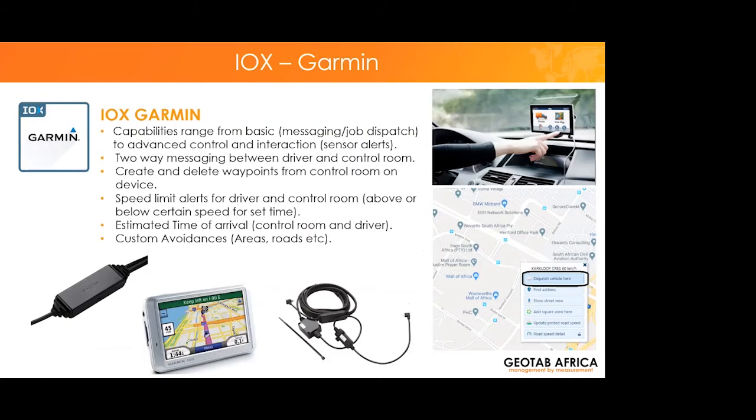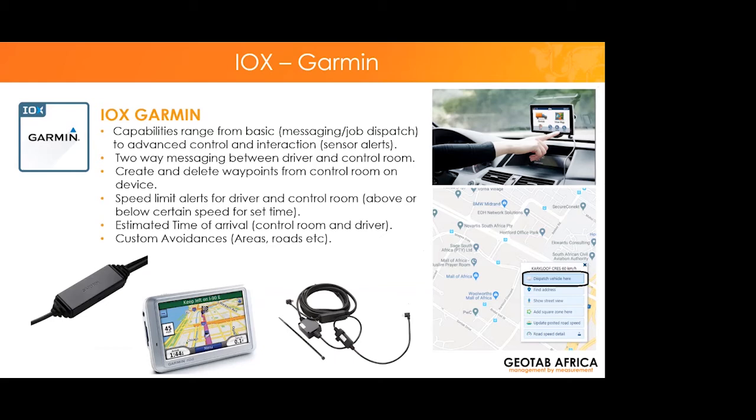The IOX Garmin. It has the capability to range from basic messaging to job dispatching, to advanced control and interaction with sensor alerts. On the Garmin, you have two-way messaging between the driver and the control room. You can create and delete waypoints and routes from the control room sent to the device. Speed alerts for driver and control room for above and below the speed.